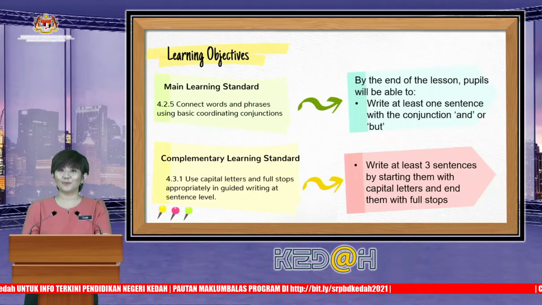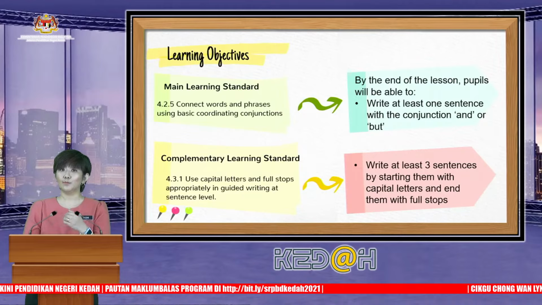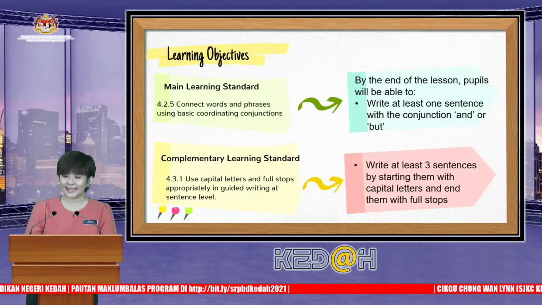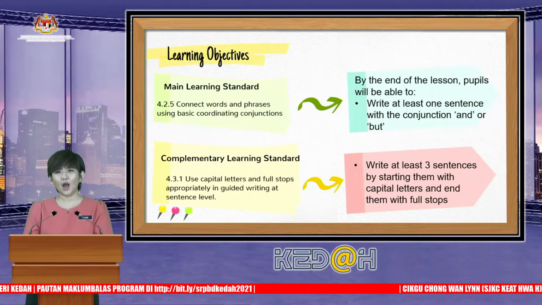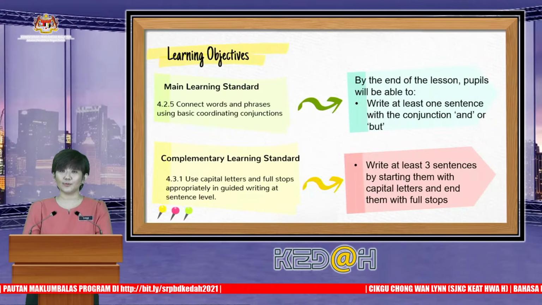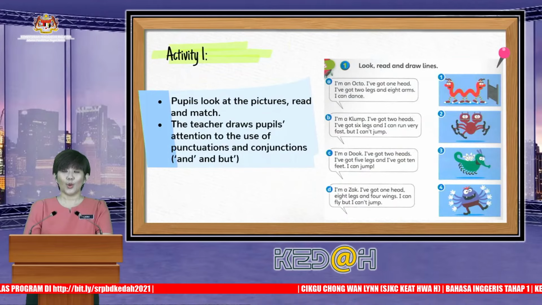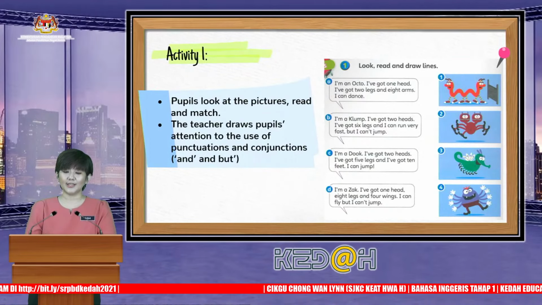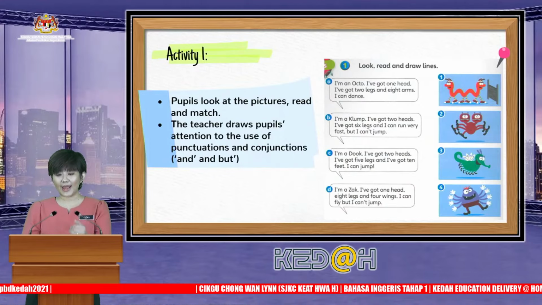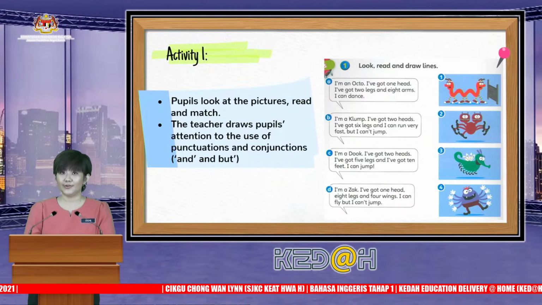They should also be able to write at least 3 sentences by starting them with capital letters and end them with full stops. So after setting the learning objectives, I would plan the flow of the lesson, as well as how and when classroom assessment will take place.